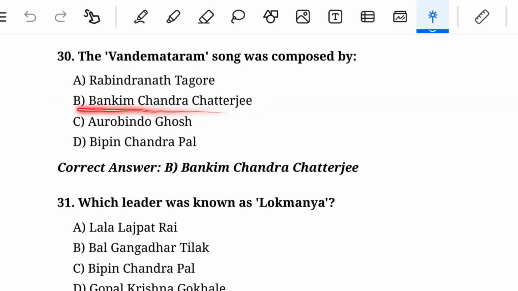30. The Vande Mataram song was composed by A. Rabindranath Tagore. B. Bankim Chandra Chatterjee. C. Aurobindo Ghosh. D. Bipin Chandra Pal. Correct answer B. Bankim Chandra Chatterjee.